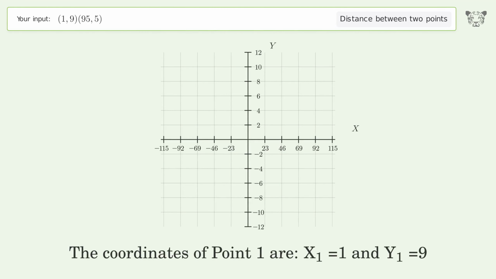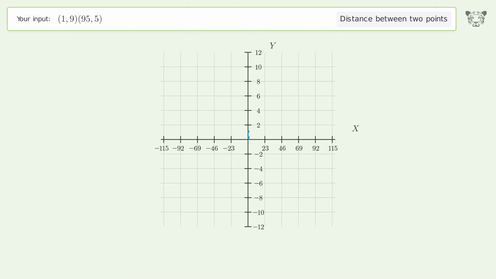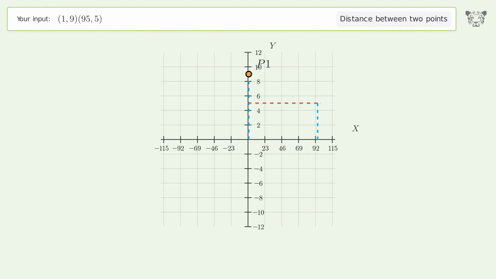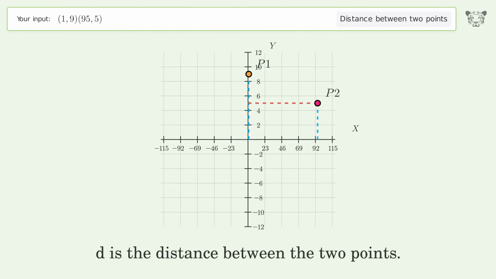The coordinates of point 1 are, x1 equals 1 and y1 equals 9. The coordinates of point 2 are, x2 equals 95 and y2 equals 5. D is the distance between the 2 points.